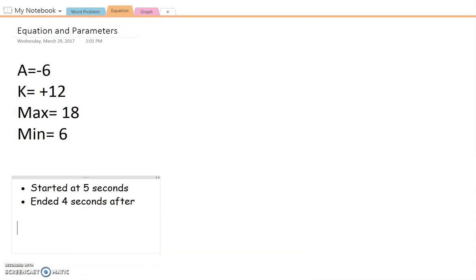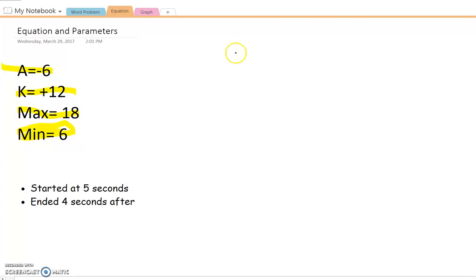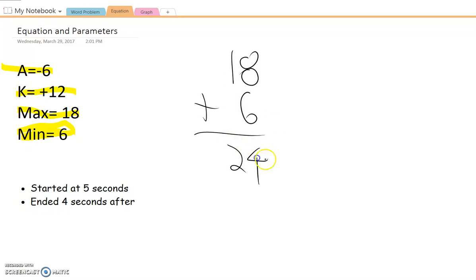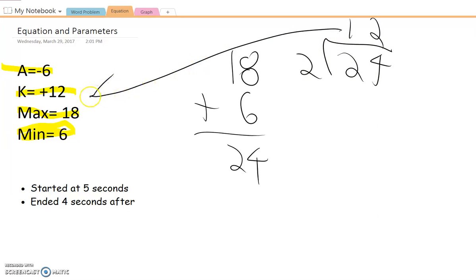First thing we need to do is define the graph. So we know the maximum is 18 and we know the minimum is 6. So we need to find a with that and the midpoint, k, which we have here, and we're about to show you how we got that. The way we find the midpoint is we add the maximum to the minimum. So we add 18 plus 6, which gives us 24. Next thing we do is we divide 24 by 2, which gives us 12. So that's how we know the midpoint.